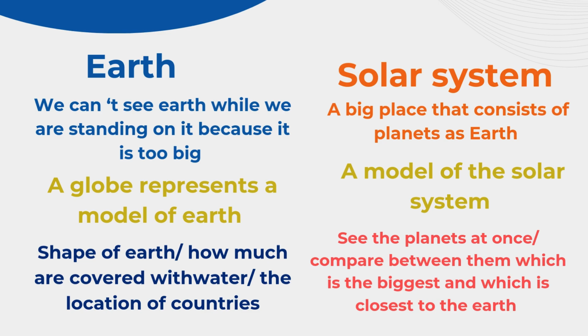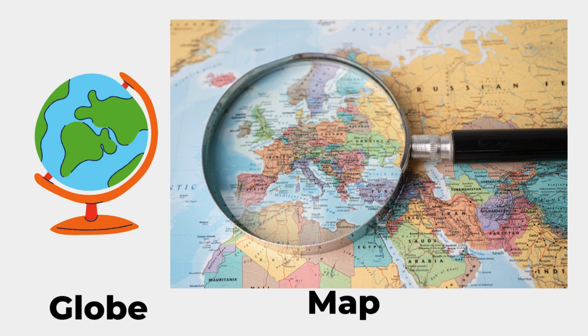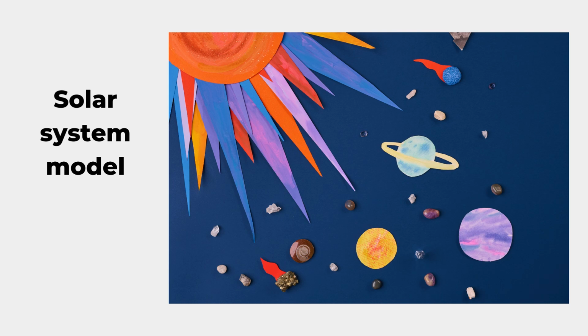And as you see here, we see a model as an object like the globe, and a drawing model as the map. As we said, the model may be a drawing, maybe an object. And we see this project that represents the solar system. We can see all the planets at once, we can compare between them.